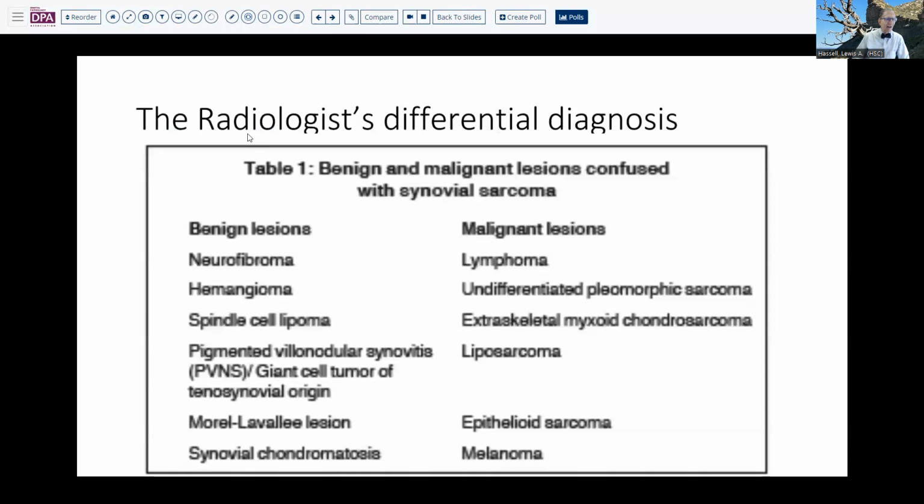Now, when the radiologist looks at a lesion like this, there are a variety of things that might come into play. This is taken from a radiologic discussion on synovial sarcoma, but I think it illustrates a very wide array of things like pigmented villonodular synovitis or giant cell tumor of tendon sheath, hemangiomas, neurofibromas, and so forth, that also can be confused with lymphoma, undifferentiated pleomorphic sarcoma, myxoid chondrosarcoma, and so forth, which may have variable amounts of fluid and so forth. So that illustrates that their differential can oftentimes be much broader than the pathologist's differential.